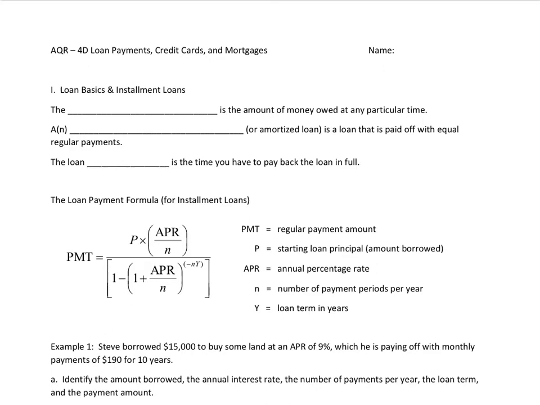Alright, I'm back again with another contemporary math lesson. This lesson is for section 4D, loan payments, credit cards, and mortgages. These are all instances when you owe someone else money.